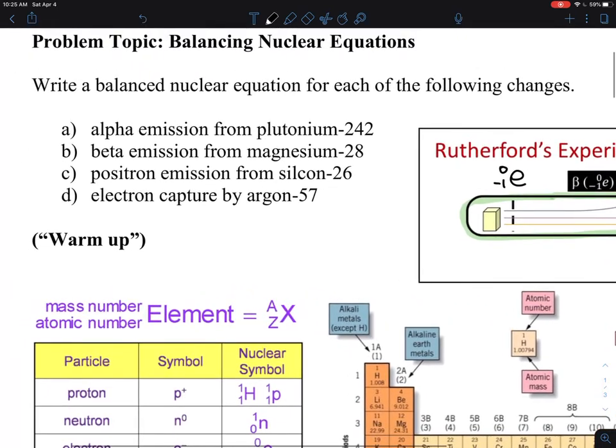Then there is something called a positron. You call it beta. Beta is an electron, right? Positron is called beta plus. So that's a positron, and sometimes they call the electron emission beta minus. Just make sure the charge is different on the opposite side.